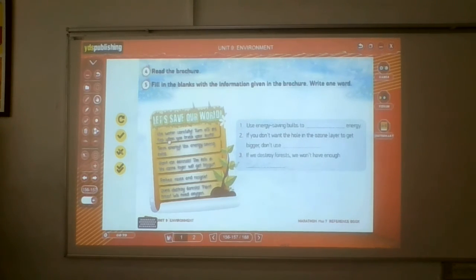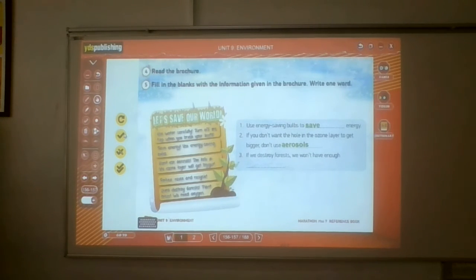Turn off the tap when you brush your teeth. Save energy. Use energy saving bulbs. Don't use aerosols. The hole in the ozone layer will get bigger. Reduce, reuse, and recycle. Don't destroy forests. Plant trees. We need oxygen. Use energy saving bulbs to save energy.